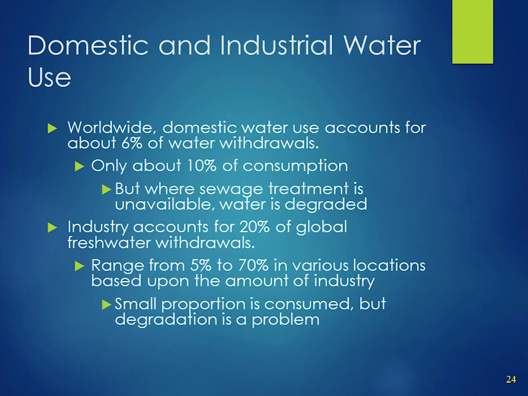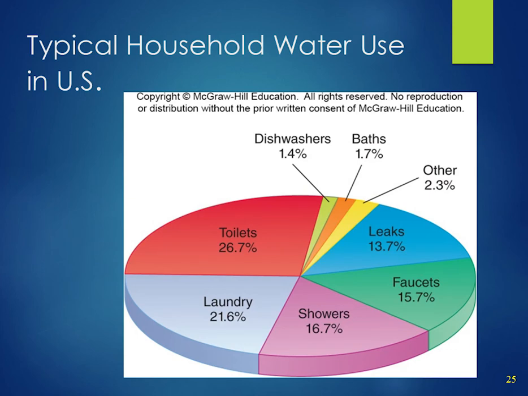Surprisingly enough, direct withdrawal and consumption for domestic use is very small. Even industrial use is way less than agricultural uses, although it can be high locally. You need to keep in mind, though, that industry is driven by demand. As with agriculture, you are indirectly responsible for the water used in an industry. A pie chart showing the typical household water use in the U.S.